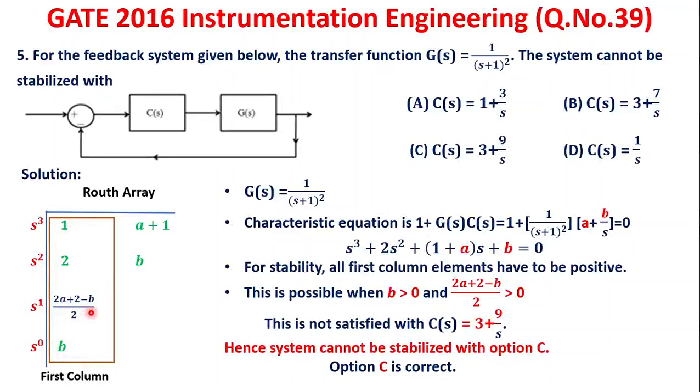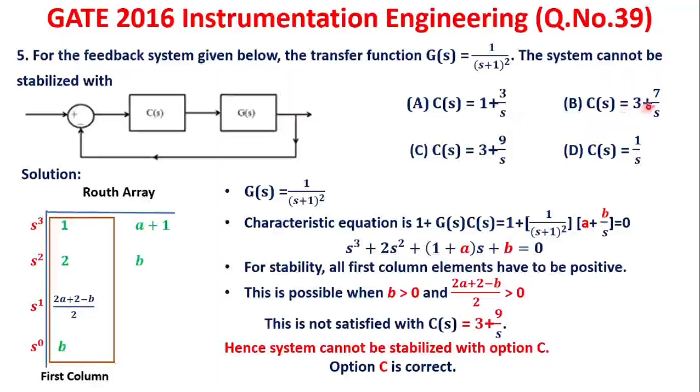If not, it will be unstable. We have to find out what option will make it unstable. Here b is greater than 0 in all the cases: 3, 9, 7, 1. Therefore, we should check the value of a and compare. So (2a plus 2 minus b) by 2. The first option: a is 1, b is 3. So 2 into 1 is 2, plus 2 is 4. 4 minus 3 is 1. 1 by 2 is definitely greater than 0. So it will be stable only. It cannot destabilize the system.